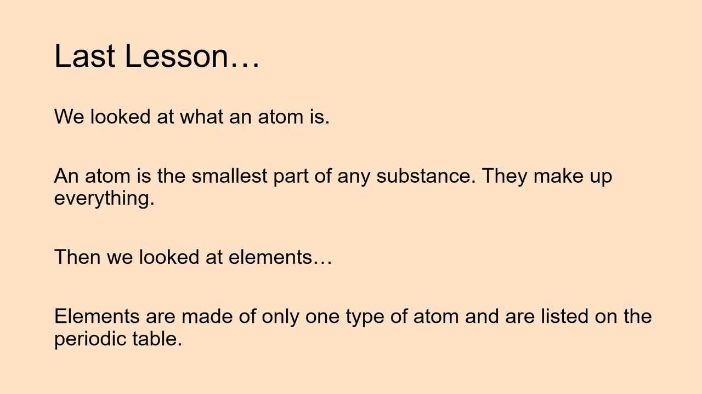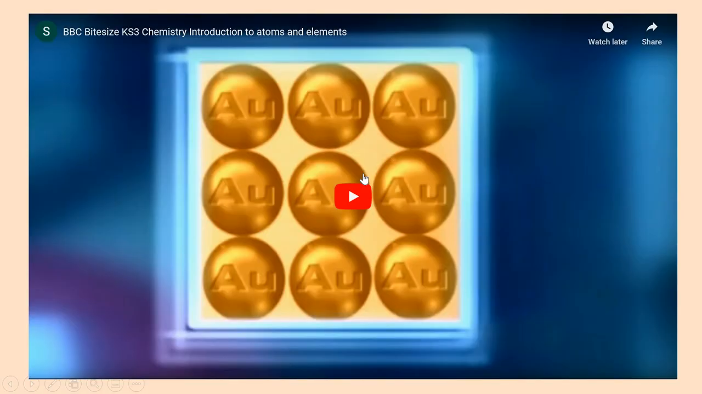Last lesson we looked at what an atom is. An atom is the smallest part of any substance. They make up everything. Then we looked at elements. Elements are made of only one type of atom, and they are all listed on the periodic table you can find in your handbook next to the red page. We're going to watch a YouTube video.